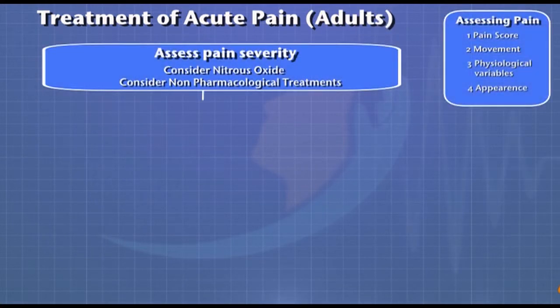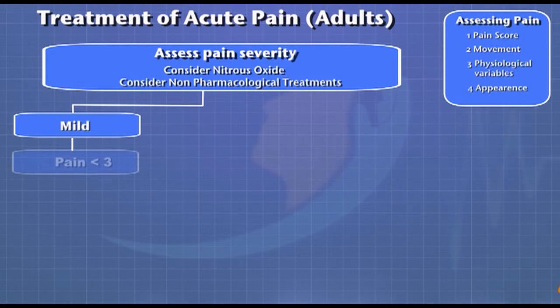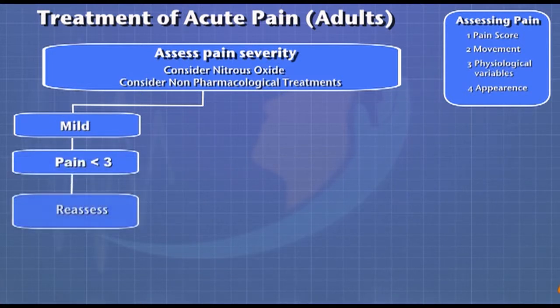Let's take, for example, a patient with a mild pain. Their pain score will be less than 3. Our pain interventions in this scenario can be to explain the cause of the pain, to provide reassurance. We can consider Entonox, or if there's a physical injury such as a wrist or an ankle injury, splinting or non-pharmacological interventions can be extremely useful in this case.